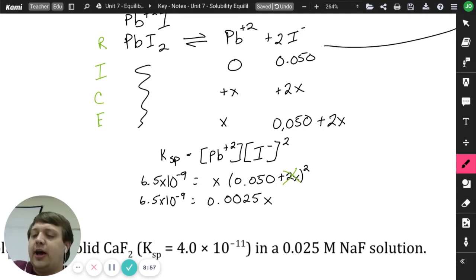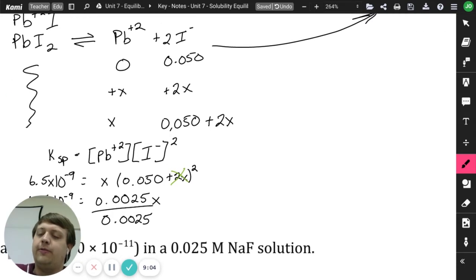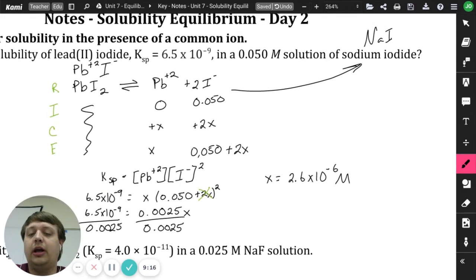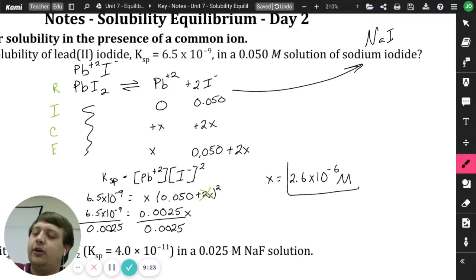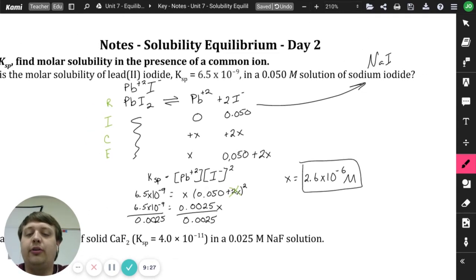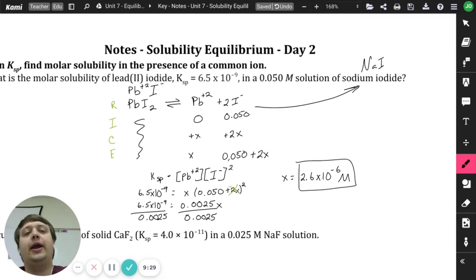times x. Divide both sides by that number, and we'll find that our x equals 2.6 times 10 to the negative 6 as our concentration. And since we are talking about the lead, it is a 1:1:2 ratio, that lead is going to have the same concentration right here. That would be the molar solubility of my lead iodide. Okay?